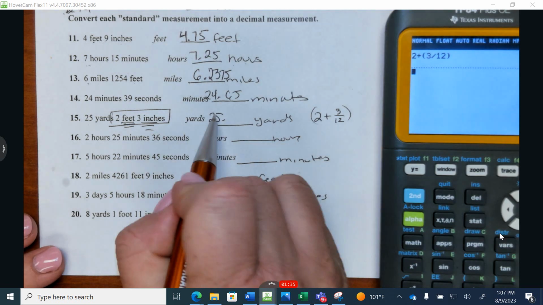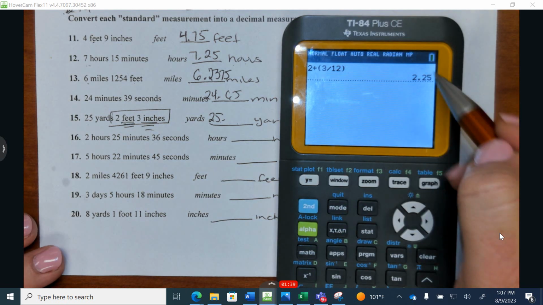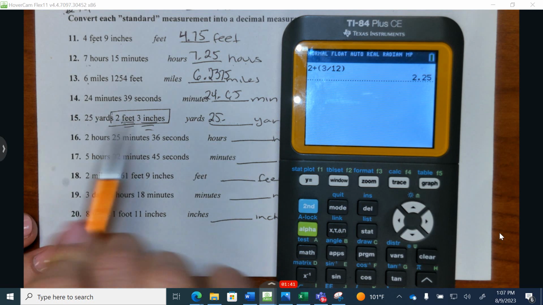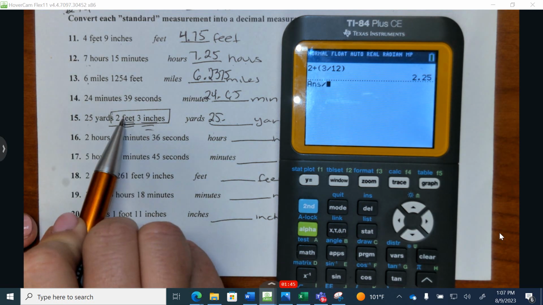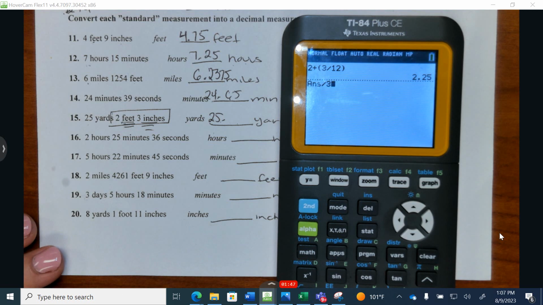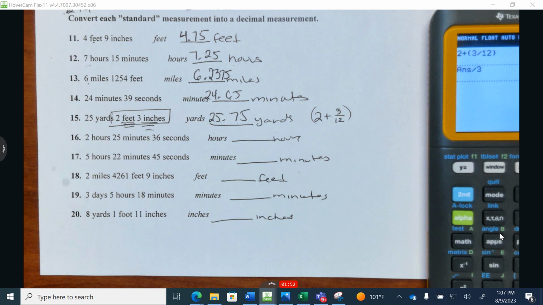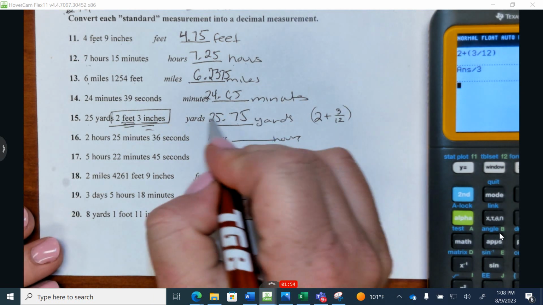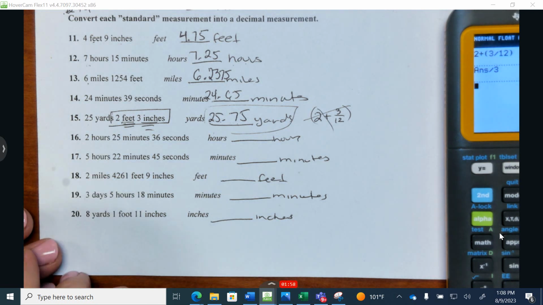But I can't put down 25.2.25. I need to convert this into yards. How do I do that? Just ask yourself how many feet are in 1 yard. You're always working backwards. There are 3 feet in 1 yard, so I'm able to translate this to 25.75 yards. My final answer.